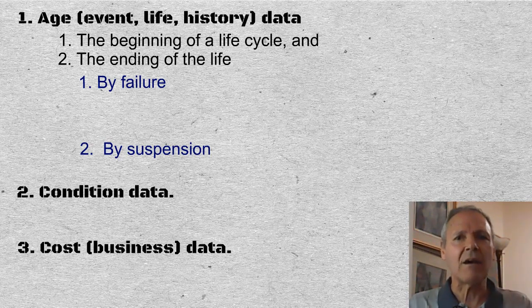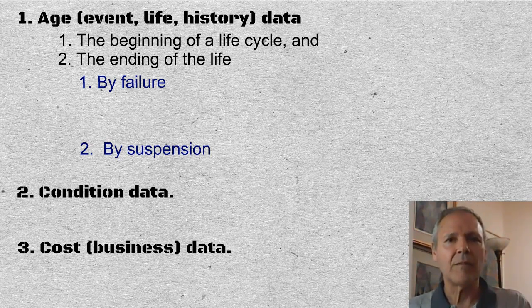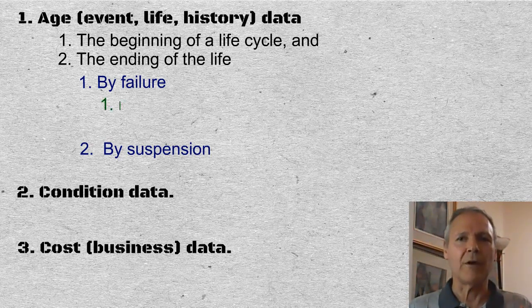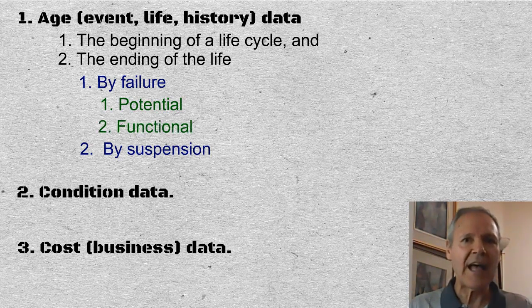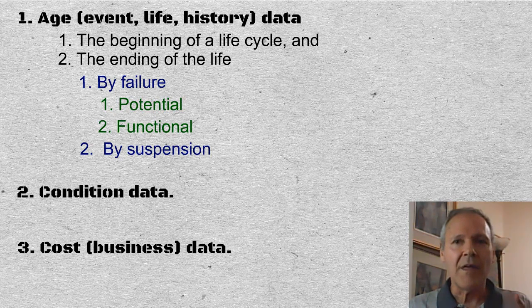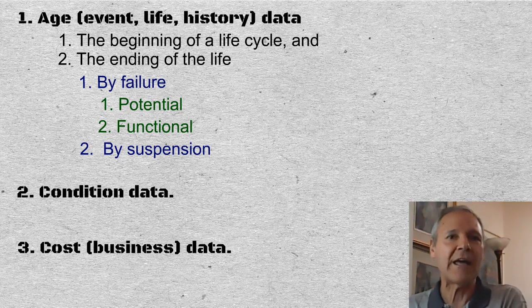Now let's dissect the concept of failure. There are two types of failure: potential failure and functional failure. They are both failures. The difference is that in the case of potential failure, we have managed, by luck, or thanks to our predictive maintenance strategy, to avoid the direst consequences of that failure.